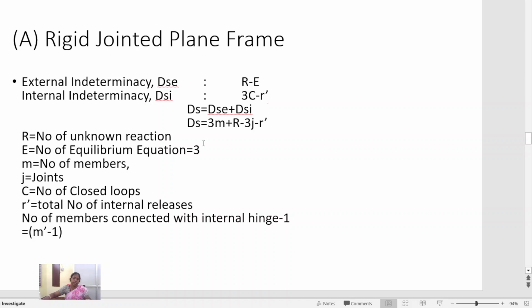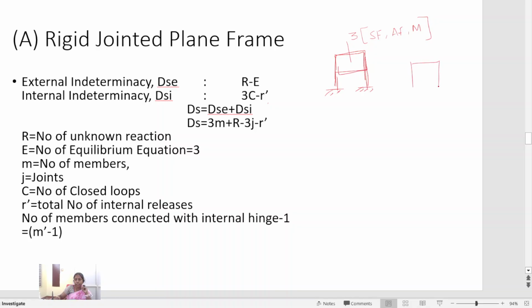So the internal indeterminacy is calculated by using the closed loops. What is meant by closed loop? If you take a frame, meaning the combinations of beams and columns, and it is having some fixity at the ends, this loop is called a closed loop. That is, if you cut at any section of this loop, this section will have three unknowns, that is one shear force, one axial force, and one moment. So it will create an internal indeterminacy.